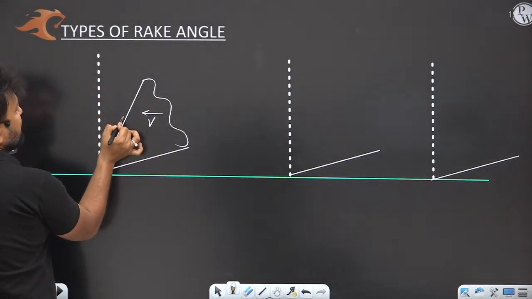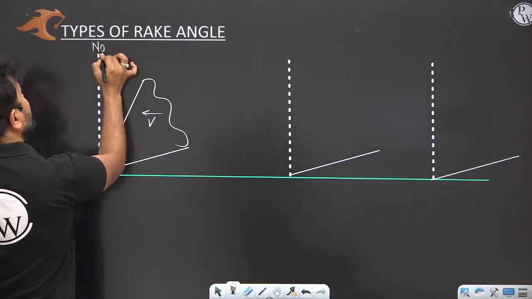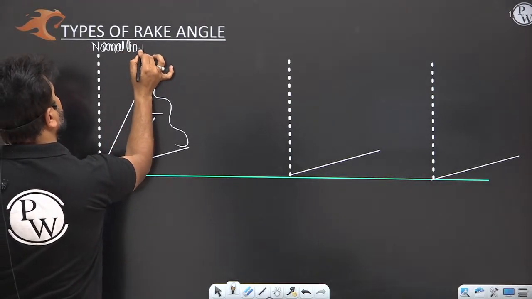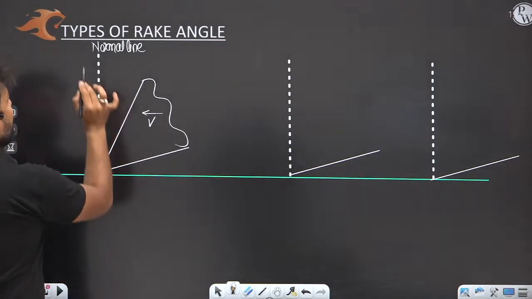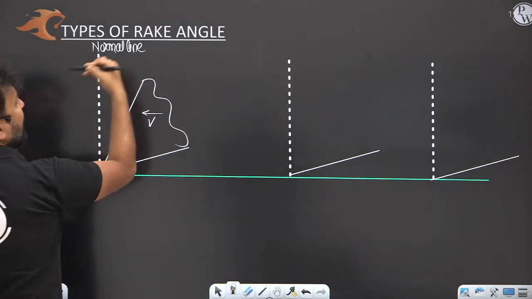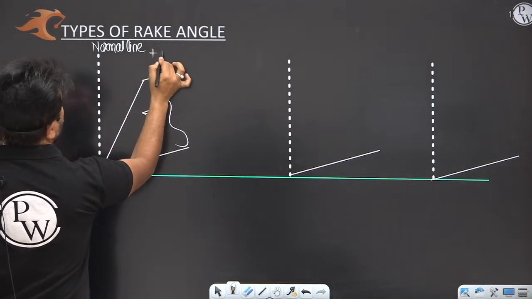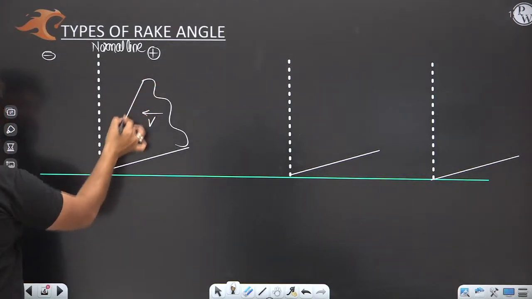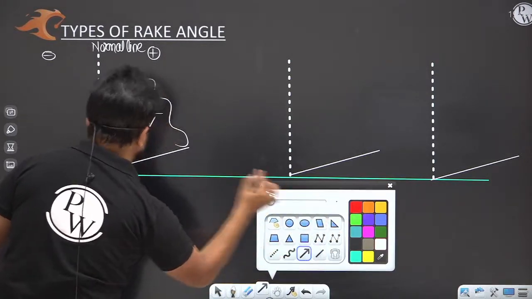Now the inclination of the rake surface. This is a reference line or normal line. Now the cutting velocity will lie on this side of the normal line. So make that side positive and that side negative. This is the rake surface because the chip will flow along that face during cutting.